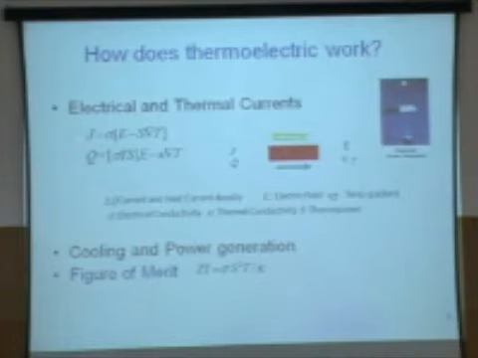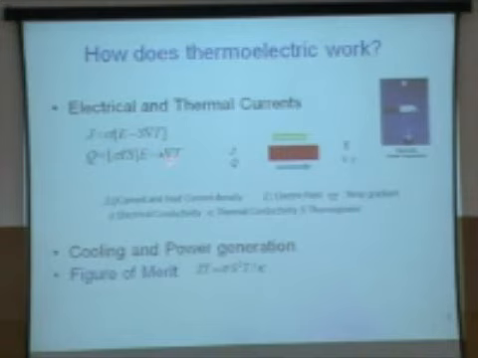And the electrical current is, of course, a standard sigma E, electrical conductivity. But what is important for thermoelectricity is a cross-coupling, where in the presence of a temperature gradient, I'll have an electrical current. And that constant of proportionality, for the sake of convenience, is written as sigma S. And S is called thermopower, or thermoelectric coefficient. And Q is the heat current.